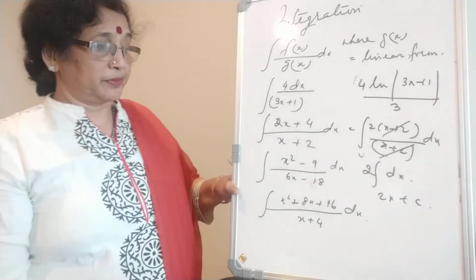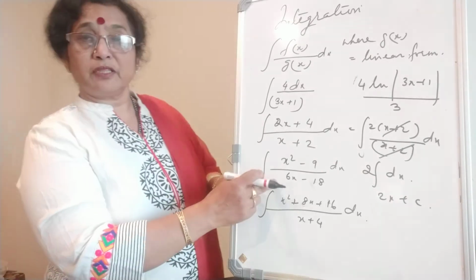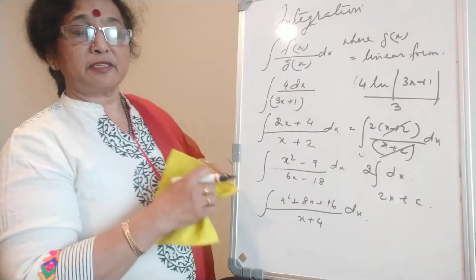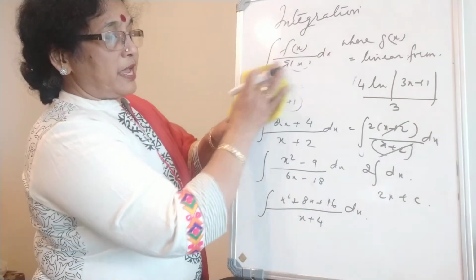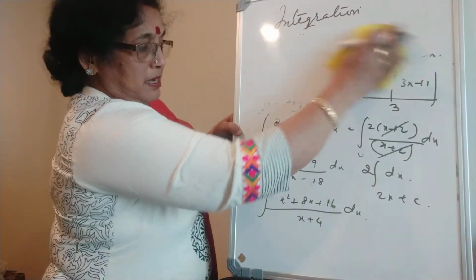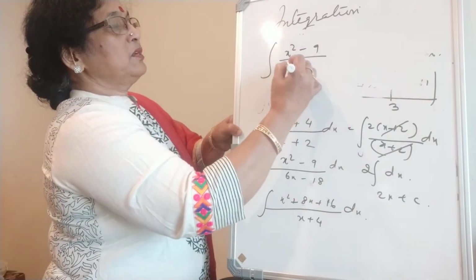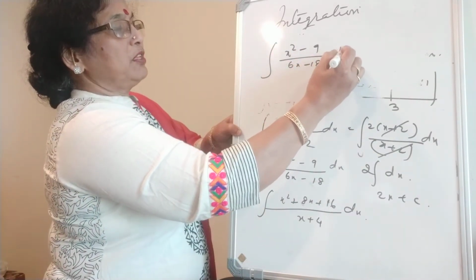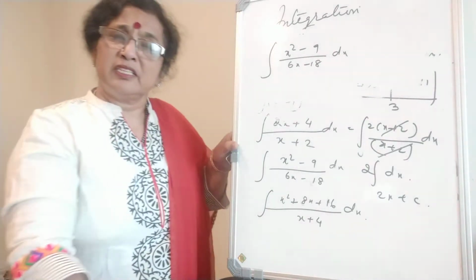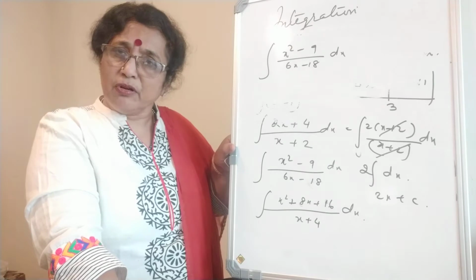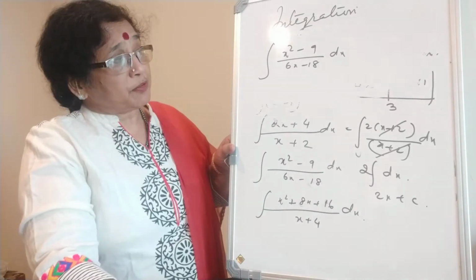Am I right? Third one: x square minus 9 by 6x minus 18. Again the problem is the denominator. Straight away don't write substitution. It's not wrong, that's correct, but you have to substitute for x also.